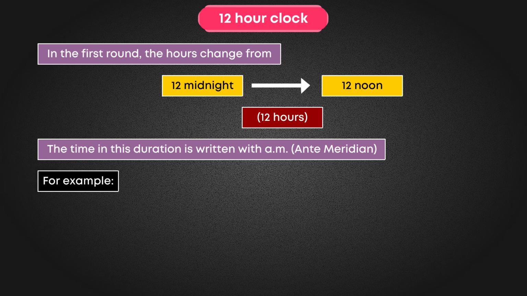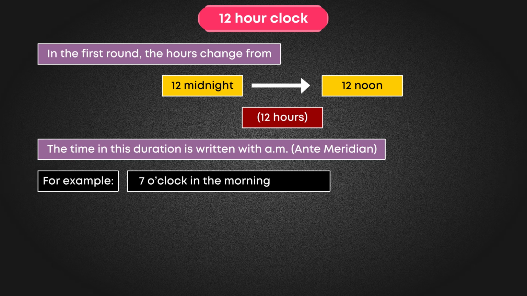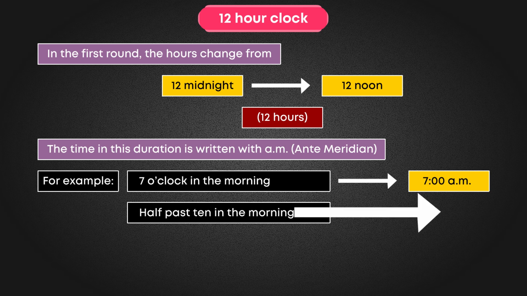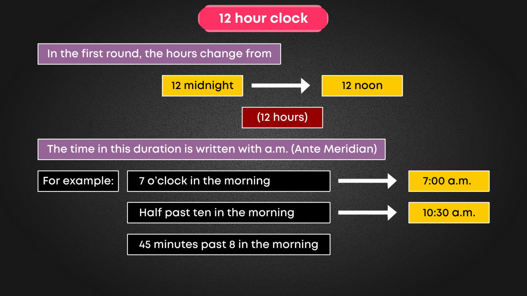For example, 7 o'clock in the morning, 7 a.m. Half past 10 in the morning, 10:30 a.m. 45 minutes past 8 in the morning, 8:45 a.m.